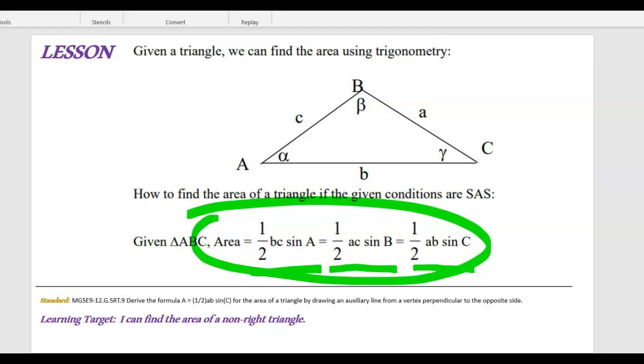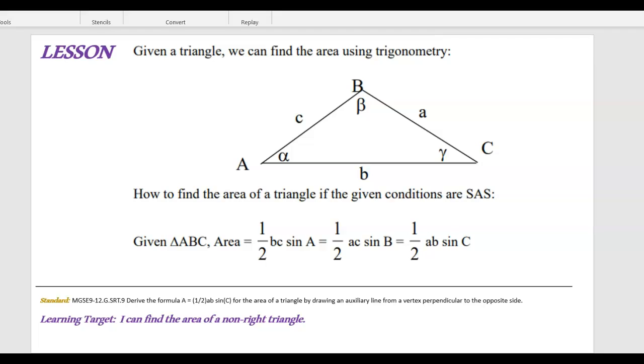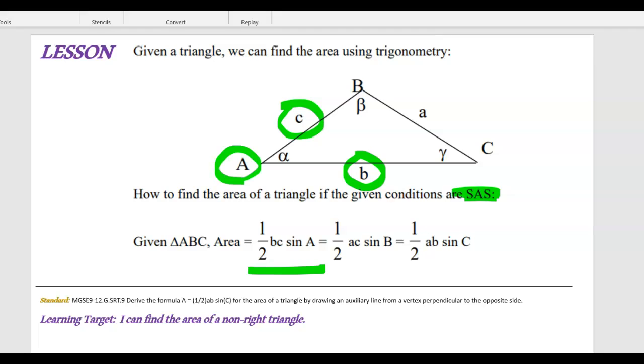Okay, so here's what we got. If I'm going to use this first iteration of it, that's basically right here. So side angle side, it's always side angle side when you use this formula. You're given two sides, in this case B and C, and then angle A, which is where you find sine of angle A. So side, angle, side, boom.